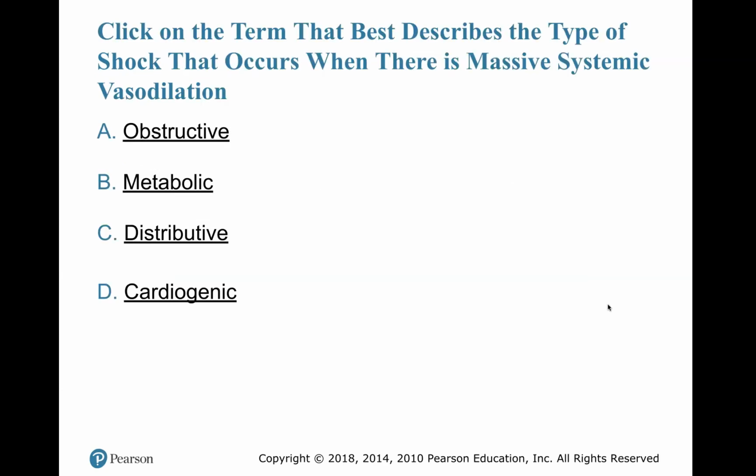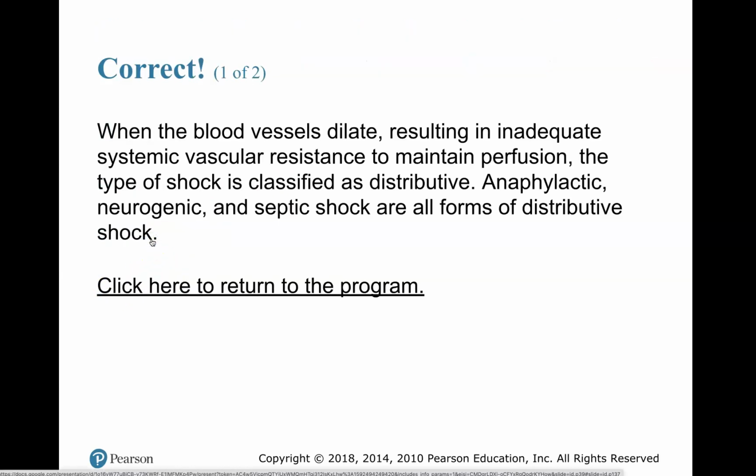Okay, click on the term that best describes the type of shock that occurs when there is a massive systemic vasodilation. If you chose C, you are correct. When the blood vessels dilate, resulting in inadequate systemic vascular resistance to maintain perfusion, the type of shock is classified as distributive. Anaphylactic, neurogenic, and septic shock are all forms of distributive shock.